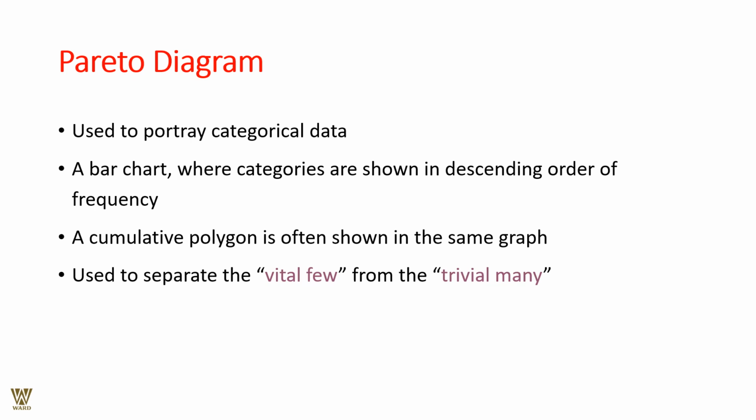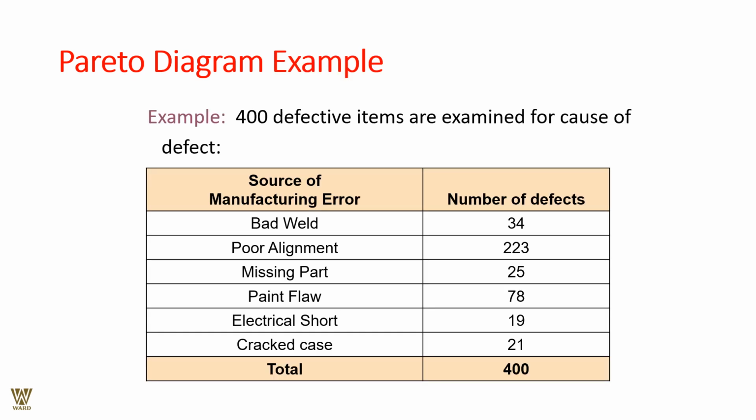Pareto diagram. It is used to portray categorical data, a bar chart where categories are shown in descending order of frequency. A cumulative polygon is often shown in the same graph, used to separate the vital few from the trivial many. Now, this is very true: the vital few and the trivial many, which we talk about with Pareto's chart. It's an 80-20 ratio that we keep coming across with Pareto. Vital few and trivial many is what we are looking for.